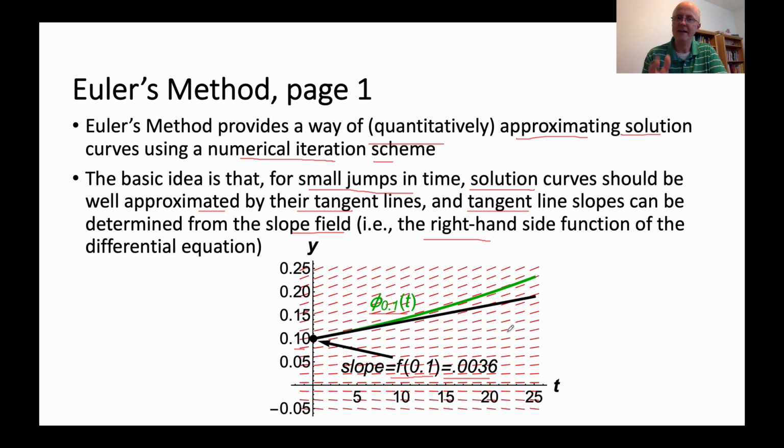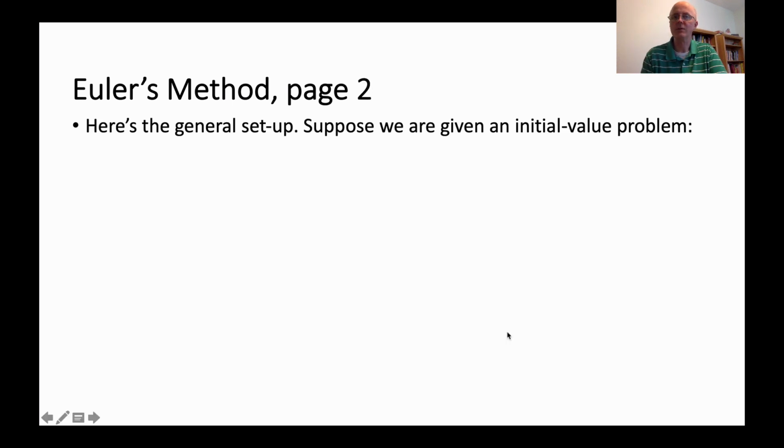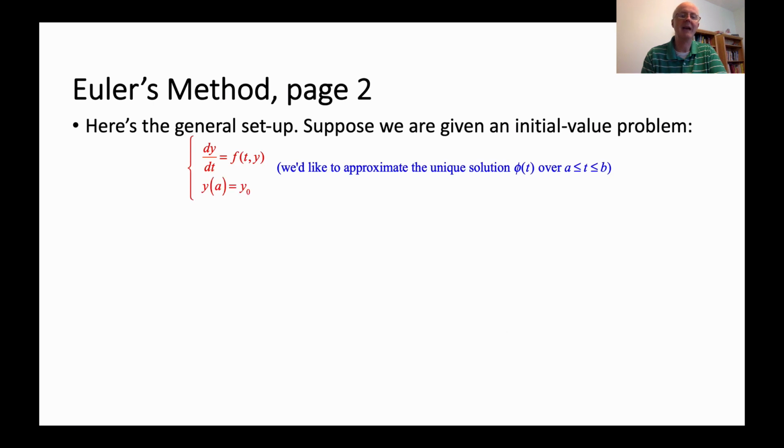Euler's method takes advantage of this particular scheme. Here's the general setup. Suppose we're given an initial value problem, dy/dt equals f of t comma y. This is something different for this lecture. I did talk about this in lecture 24. The right-hand side function can actually involve some t's.